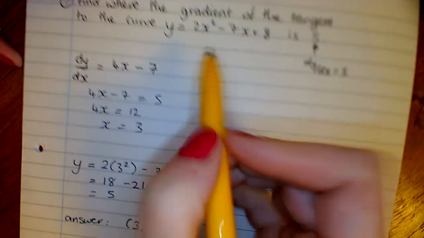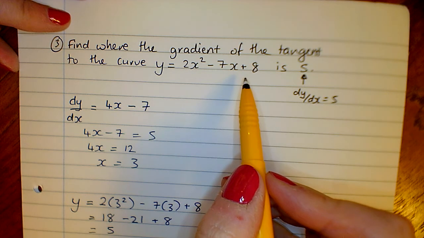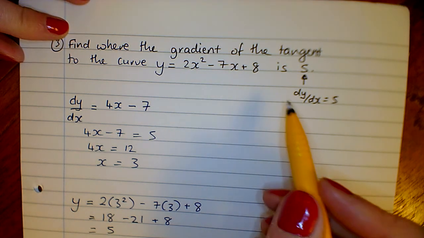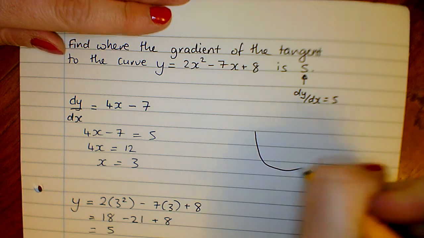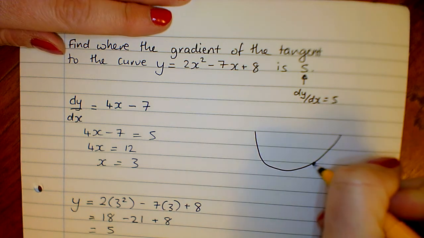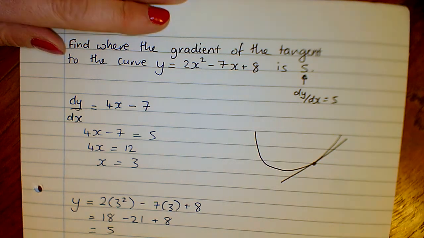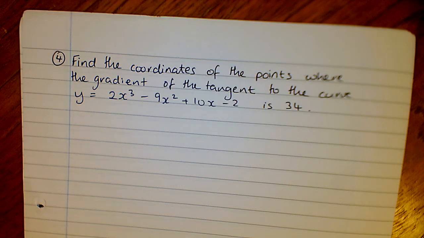Okay, and notice now we were looking at a quadratic curve, and we're wanting to find where the gradient is 5. So if you think of your quadratic curve, there'll be one point on that curve that has a tangent with a gradient of 5. We're going to now look at a cubic instead of a quadratic and see how it's a wee bit different.